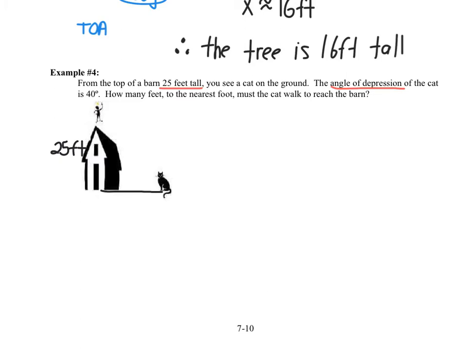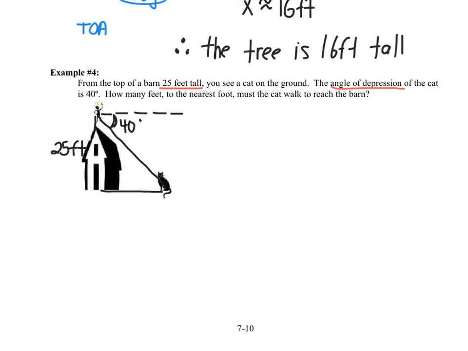Now the angle of depression is going to be the angle of the horizontal line, so that's going to be in the sky, down to what you're looking at. So I'm going to create a triangle right here. And now my angle of depression, I draw a horizontal line. My angle of depression is this one right here, 40 degrees. It's not inside the triangle. It is not this angle here, it's here. The horizontal line and the object you're looking at. That's your angle of depression.